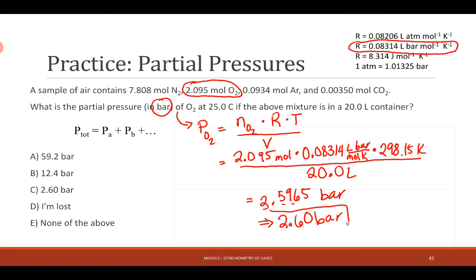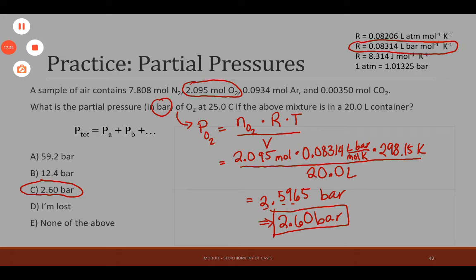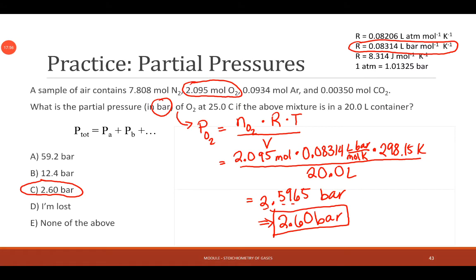You could have gone through and found the total pressure by adding up all the different moles of gas and then finding the mole fraction and multiplying the total pressure by the mole fraction, and you would have ended up with the same thing. I think this way was a bit faster. So once you understand partial pressures and the different methods of calculating them, you can decide what is the fastest method to solve the particular problem that you're solving, given the information you're given.